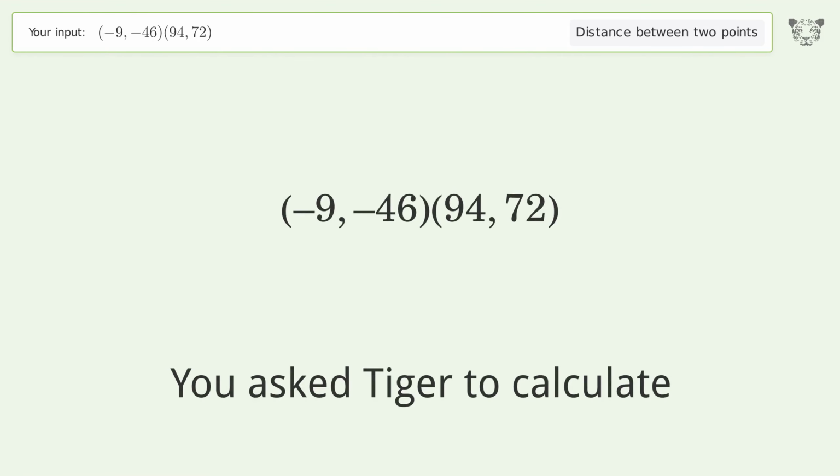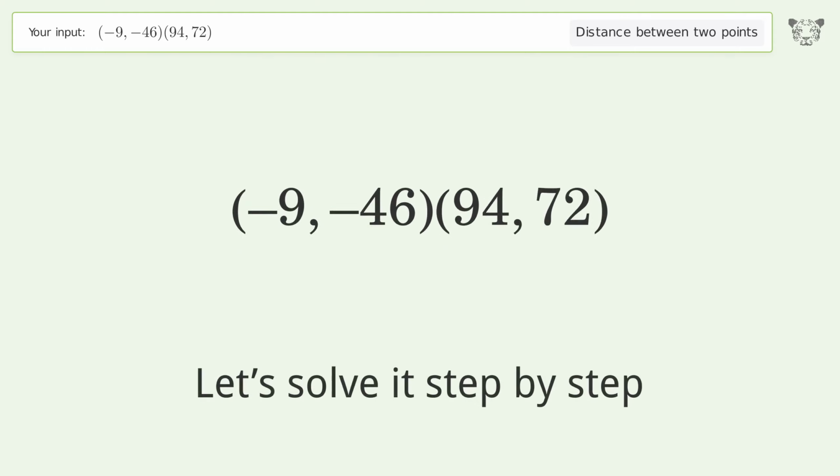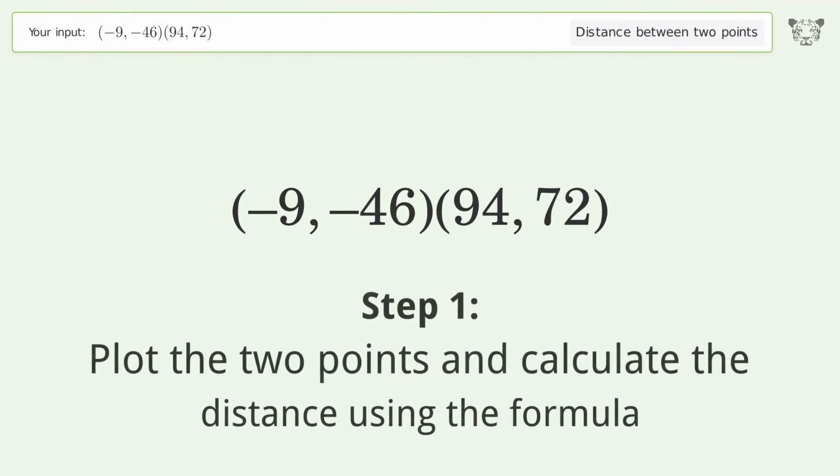You ask Tiger to calculate. This deals with the distance between 2 points. The distance between the 2 points is the square root of 24,533, or 156.63. Let's solve it step by step. Plot the 2 points and calculate the distance using the formula.